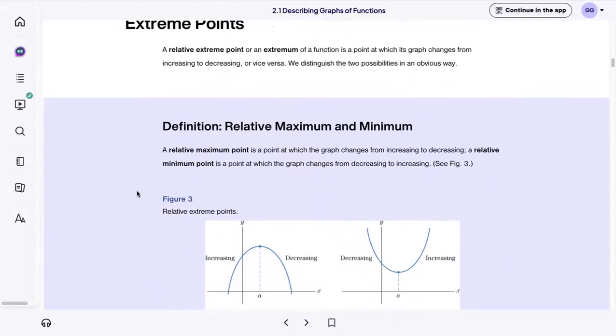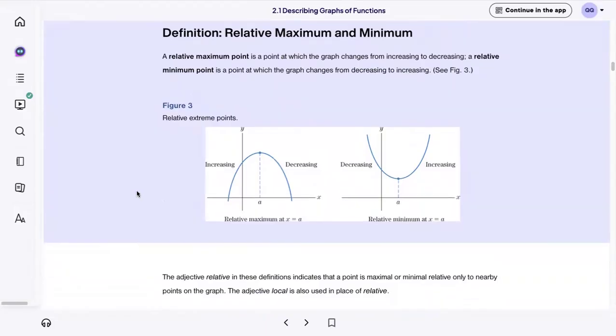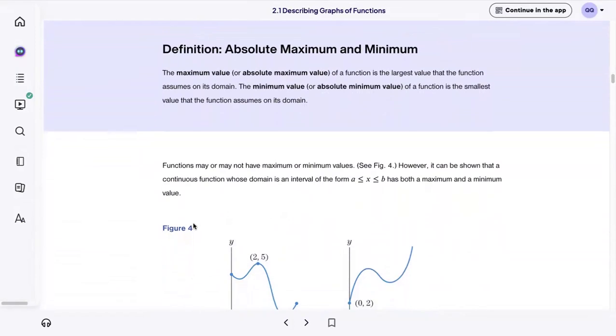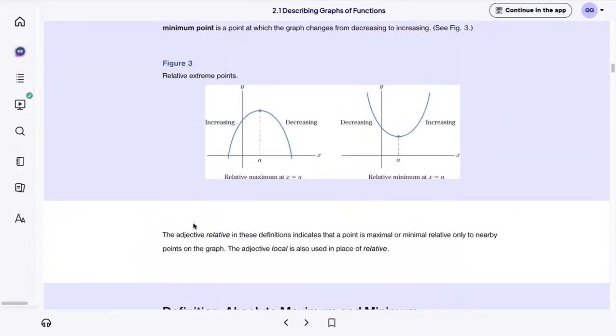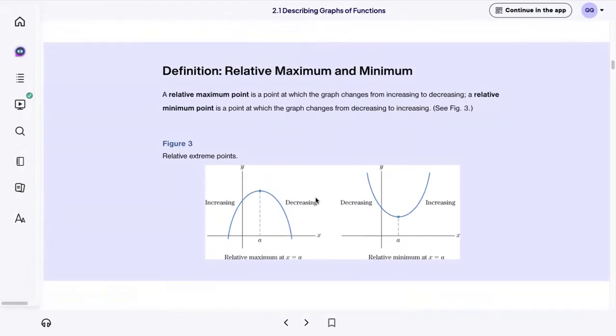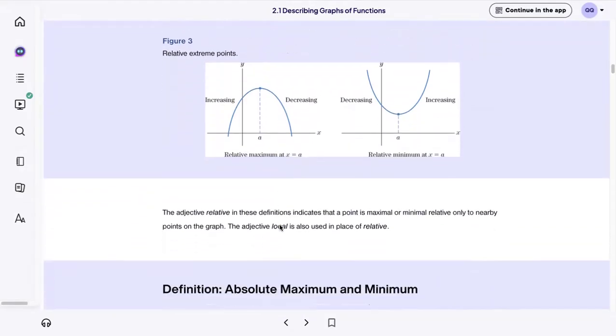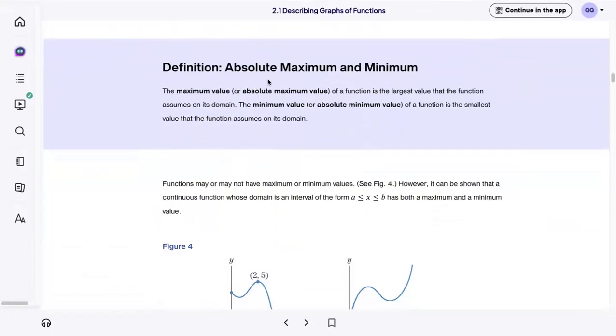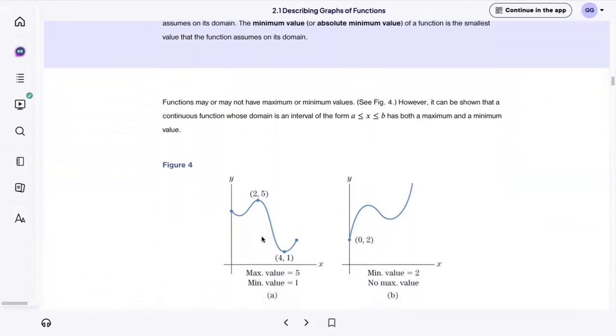So extreme points: we talk about the maximum point and minimum point. We see in these two graphs, we have a downward parabola. In this case, we call this one maximum. Upward parabola, we call this one minimum. So maximum and minimum could be local maximum, local minimum, or relative maximum, relative minimum, which means in an interval. Absolute means throughout the domain.